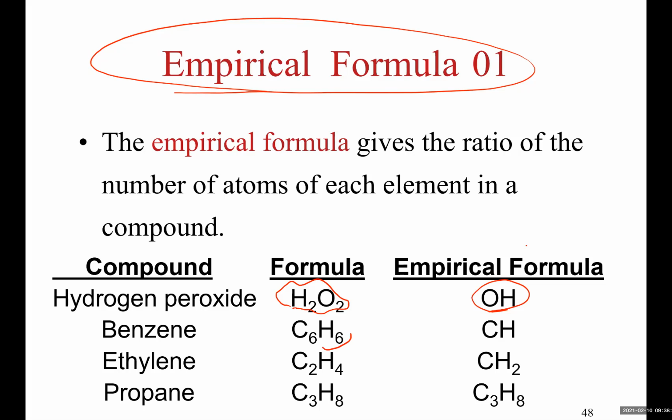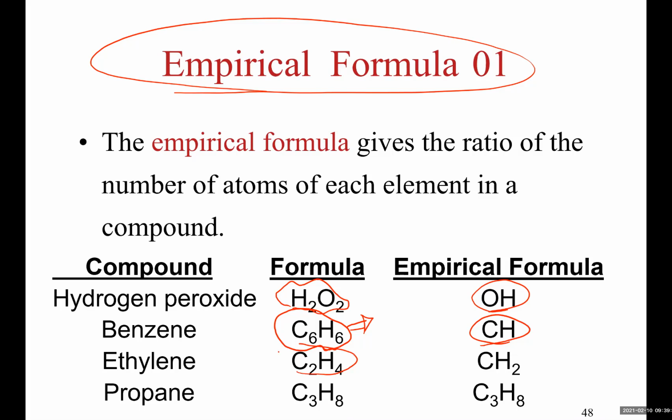This is called benzene. It's an organic compound. The ratio of carbon to hydrogen is 1 to 1. So the molecular formula is 6 to 6, and the empirical formula, which shows the relative number of atoms to each other, is 1 to 1. So the empirical formula is CH. That means the ratio between the number of carbon and hydrogen atoms is 1 to 1.